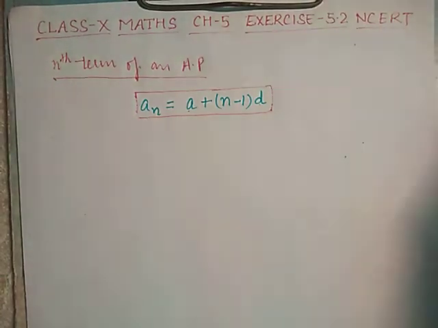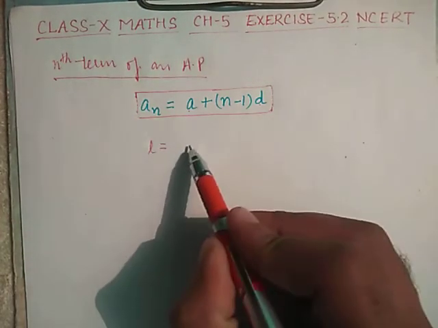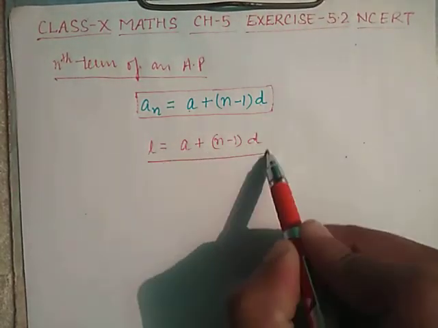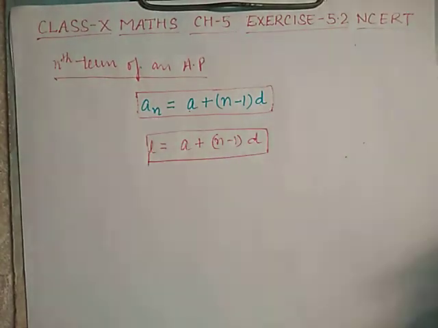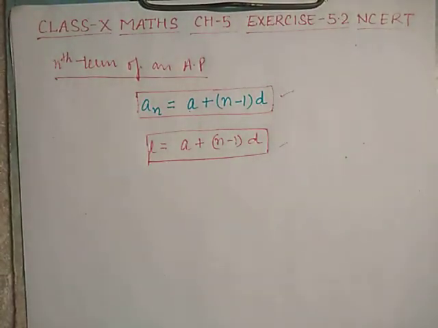This an is called the general term of an AP. Sometimes it is represented by L, and sometimes we can write it as the last term. It may be a plus n minus 1 into d. Sometimes we are required to find the nth term from the last. The question may also be to find the nth term from the beginning. So you will use this formula for finding any term from the beginning.